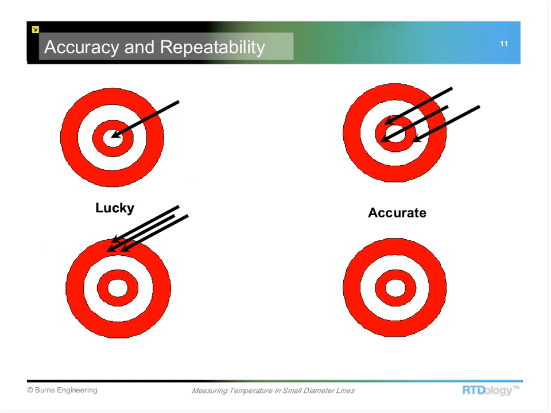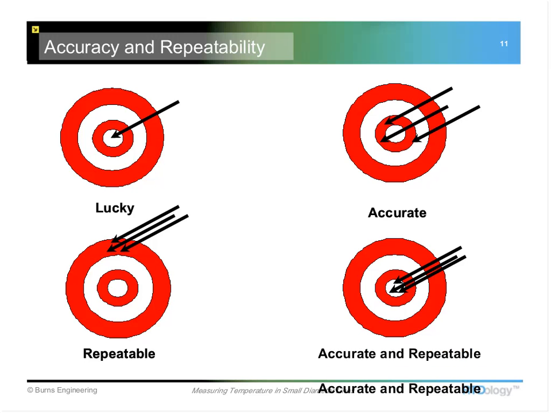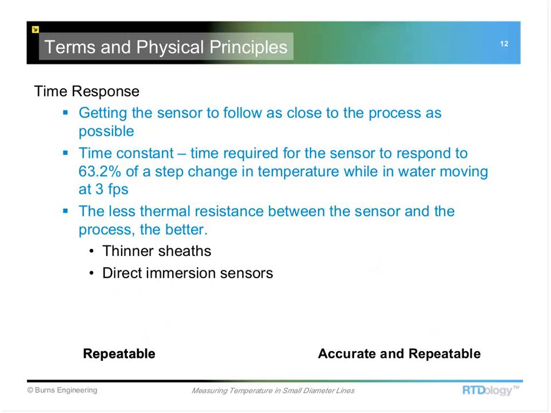If we do that and we hit around the outside but we're hitting the same place, that's the definition of repeatable. Now, if we want to put both of those together and say that we're accurate and repeatable, we're going to be hitting the bullseye time and time again, rather than just having it bunched in one location or another. That gives us the best of both. It's both accurate and repeatable. And that's really what we're looking for, and not just from the sensor, but the installation errors also play a big role in this accuracy equation.